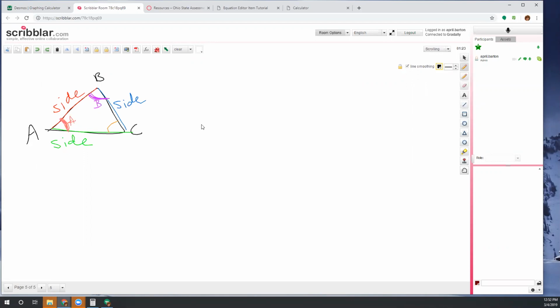So if we knew some information about our sides, we knew this was like 4, and this was 5, and this was 7, we could put the sides in order from smallest to largest. We know the smallest side is BC. We know the middle is A to B. And we know the largest is A to C.